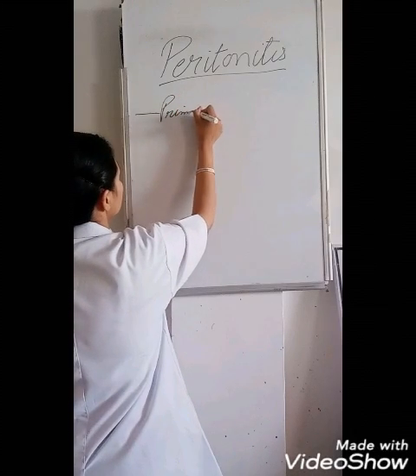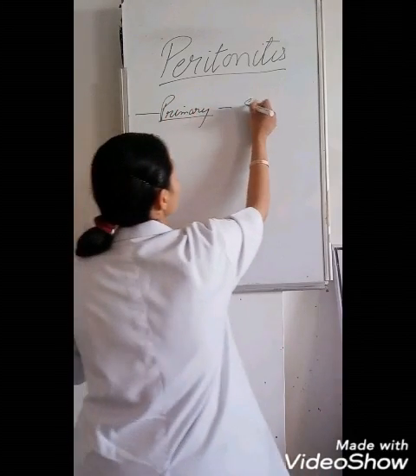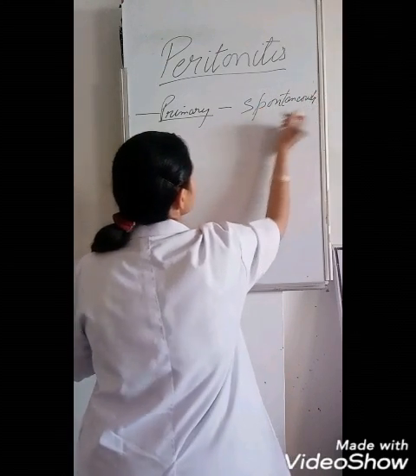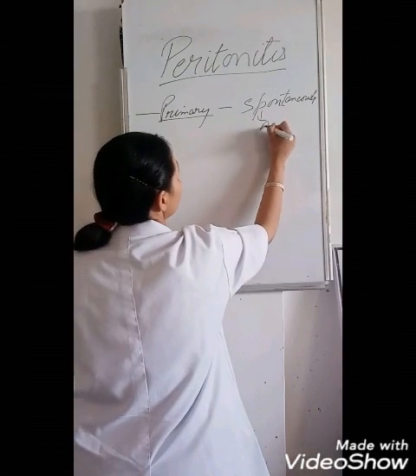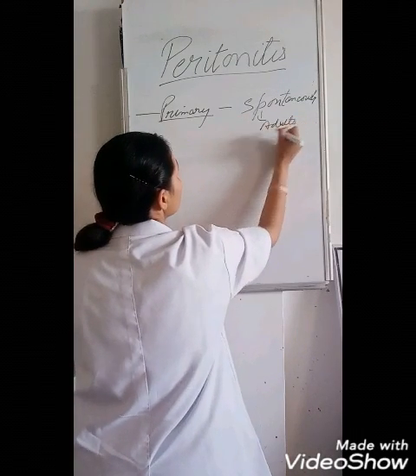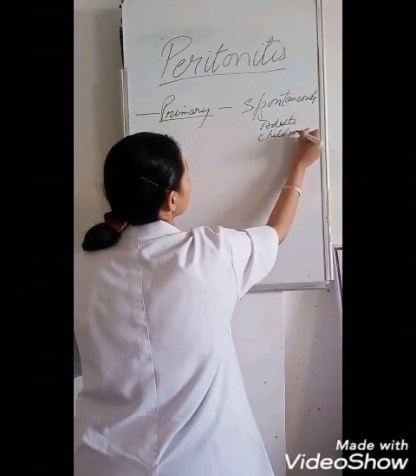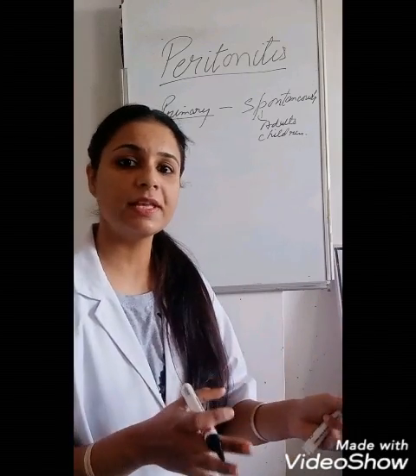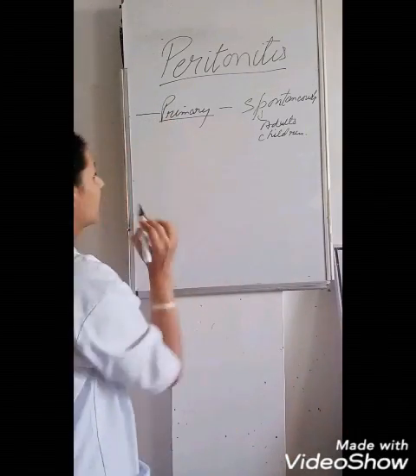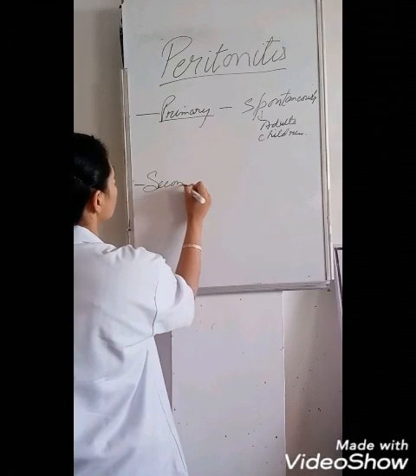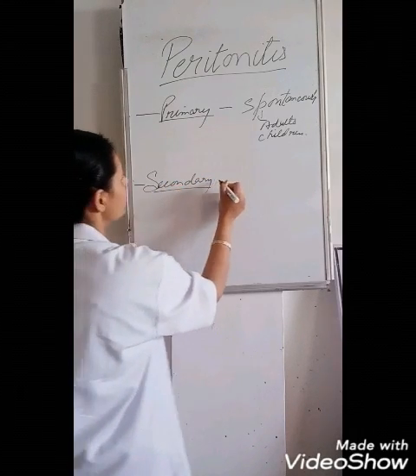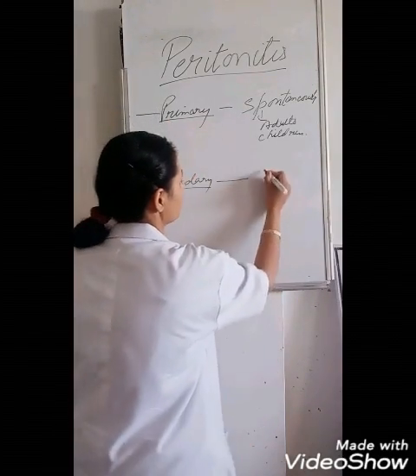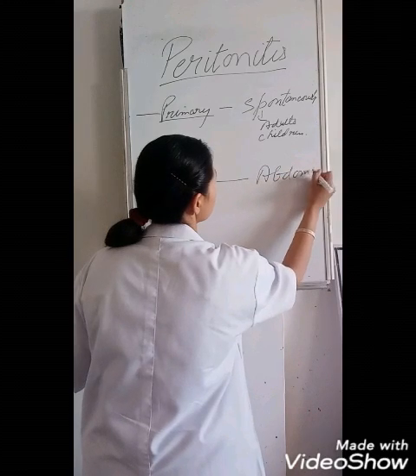Primary is when it occurs spontaneously, suddenly, in adults and in children. So the inflammation of the peritoneum can occur spontaneously in children or adults. So this is primary. Secondary is when the reason is abdominal. Abdominal source is the reason. Any abdominal source.